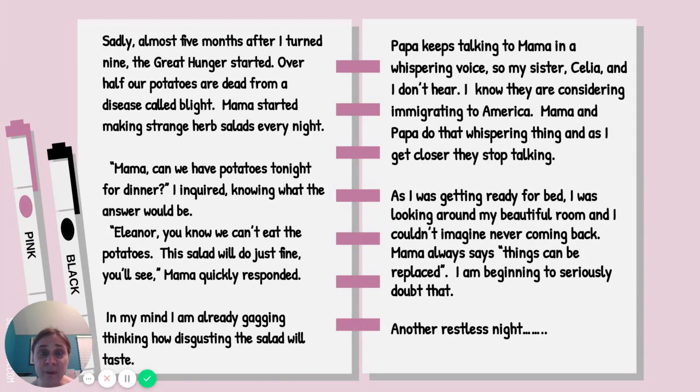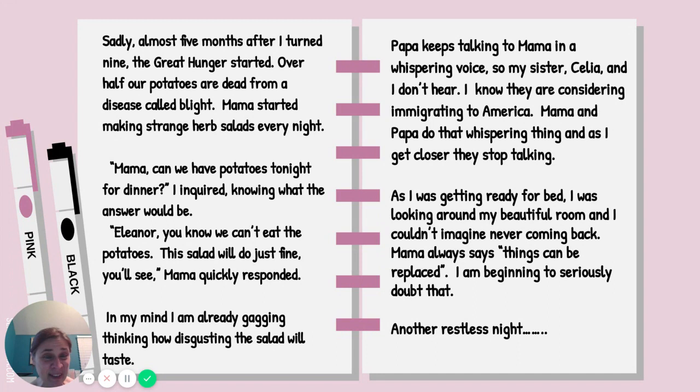As I was getting ready for bed, I was looking around my beautiful room, and I couldn't imagine never coming back. Mama always says, "Things can be replaced." I am beginning to seriously doubt that. Another restless night.